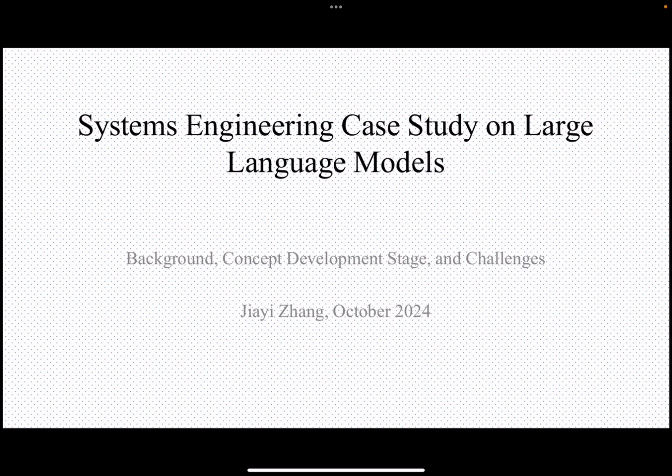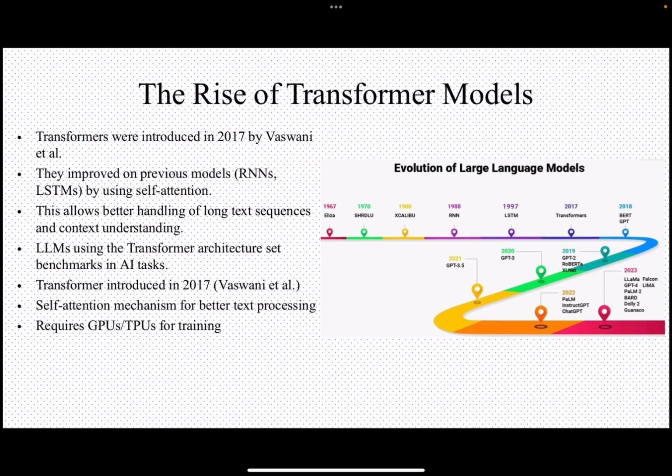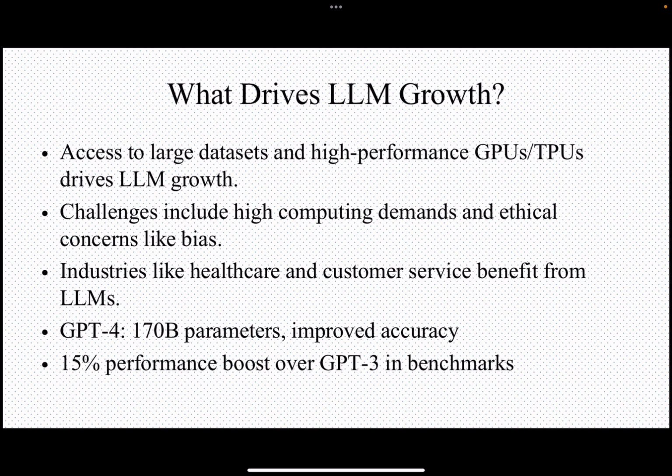First, let's begin by understanding what large language models are and why they are significant in today's AI landscape. Large language models are a huge step forward in artificial intelligence. These models use deep learning to generate text that sounds very much like human speech or writing. The key advantage of large language models is their ability to understand context and generate relevant responses, which makes them useful in a wide range of applications. These include chatbots, automated content creation, and decision making systems.